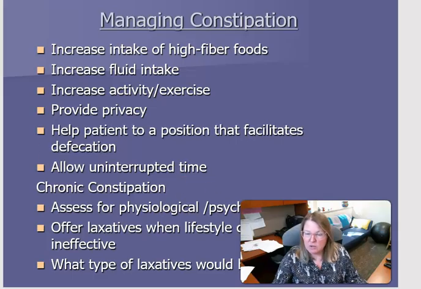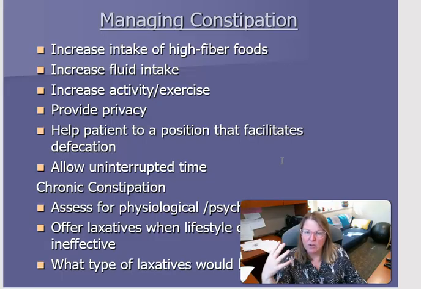Managing constipation. You guys did a good job in class talking about this. Things that we can do are to increase fluid, increase exercise, increase fiber-rich foods, provide for privacy, and get them up and around, making sure that they've got good motility, good mobility. All of that will help with defecation. And sometimes people just need a little bit of time. It takes time to relax. It takes time to get the stool to move down.